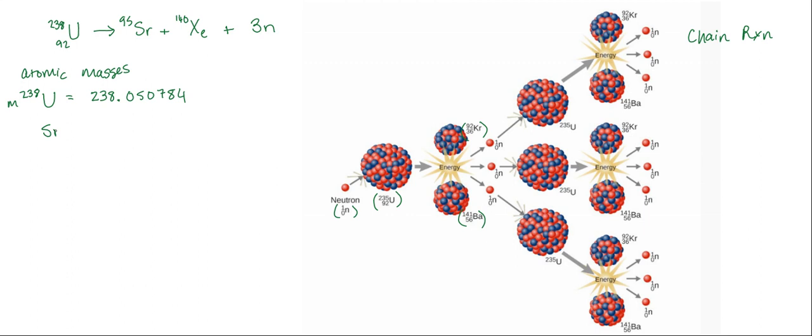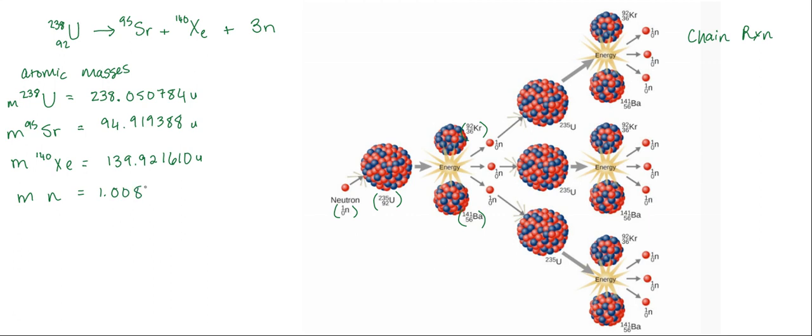We then have the strontium-95. The mass of that is going to be 94.919388. And again, these are in unified atomic mass units. We then have the mass of the xenon-140, and that's going to be 139.921610 unified atomic mass units. And then of course we have to account for our neutrons, and the mass of the neutron is going to be 1.008665 unified atomic mass units.